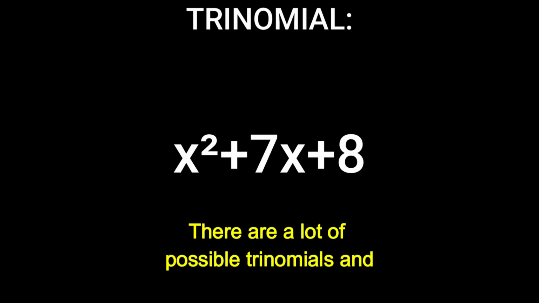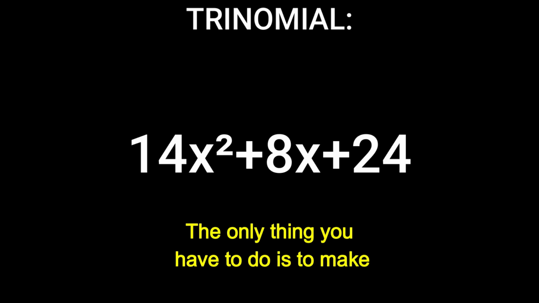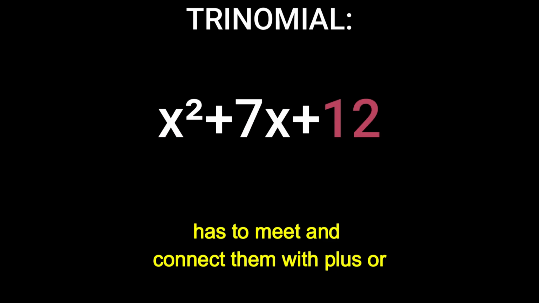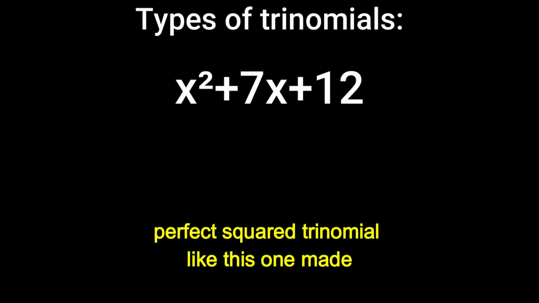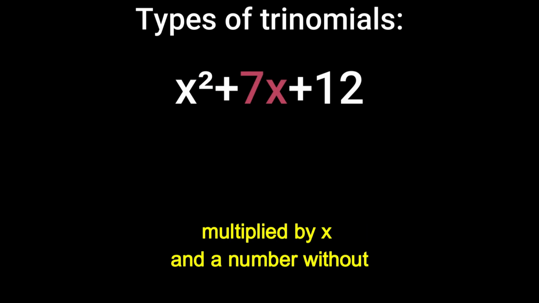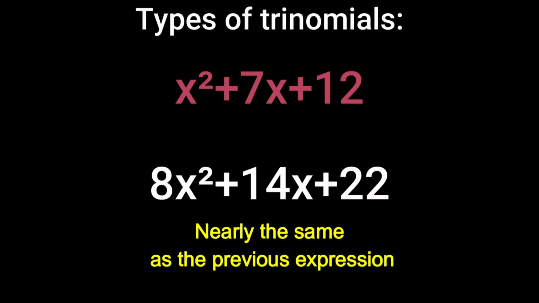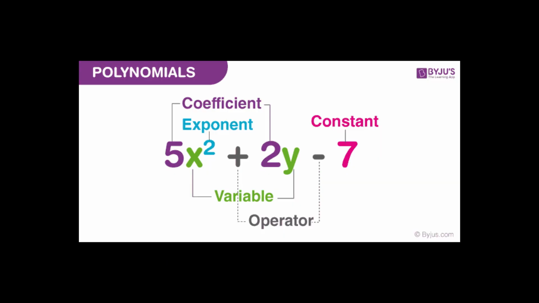There are a lot of possible trinomials, and it is not that hard to make a trinomial. The only thing you have to do is to make 3 monomials following the conditions they have to meet, and connect them with plus or minus signs. There are various types of trinomials, like the perfect square trinomial, like this one, made by x squared in the first term, a number multiplied by x, and a number without a variable. And quadratic trinomials like this, another one, nearly the same as the previous expression, but multiplied by a number in the first term. Trinomials are considered polynomials, and polynomials are basically an expression that has more than 1 term.